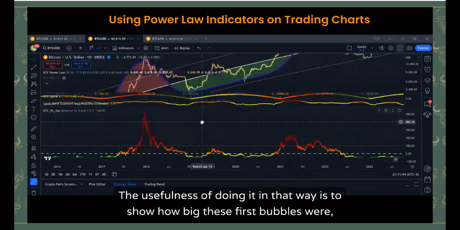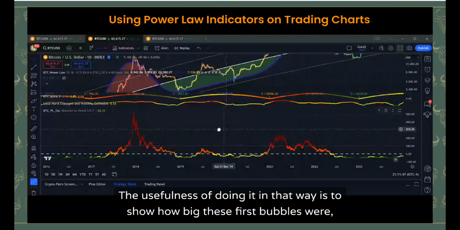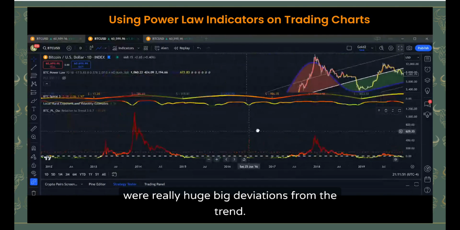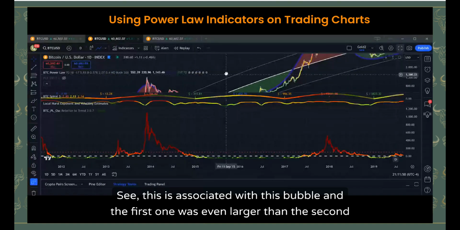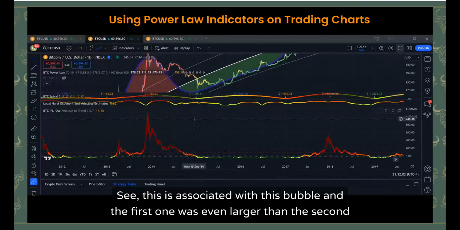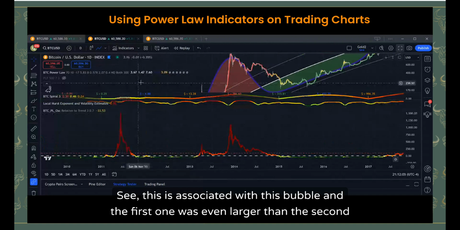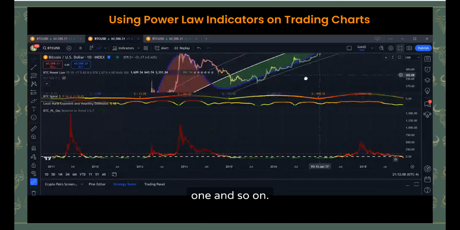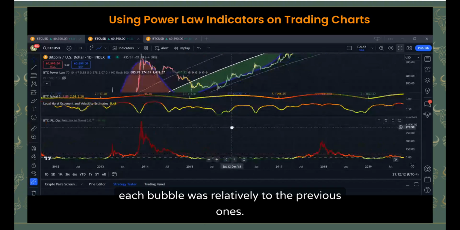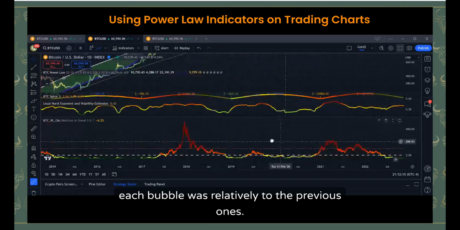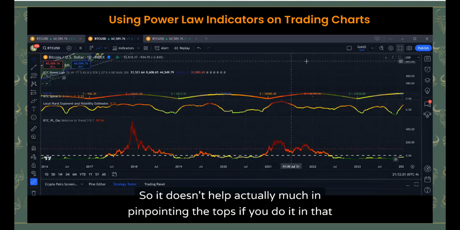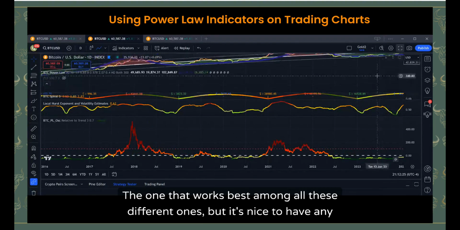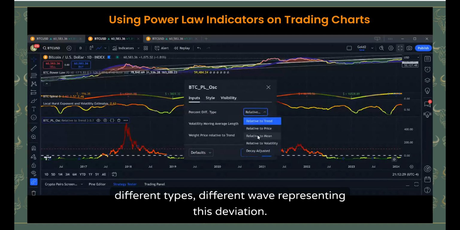The usefulness of doing it that way is to show how big these first bubbles were relative to the trend. They were really huge deviations from the trend. See, this is associated with this bubble, and the first one was even larger than the second one, and so on. So you can see how big each bubble was relative to the previous ones. Okay, so it doesn't actually help much in pinpointing the tops if you do it that way. But it's nice to have many different ways of representing this deviation.